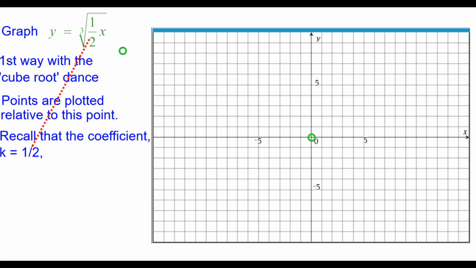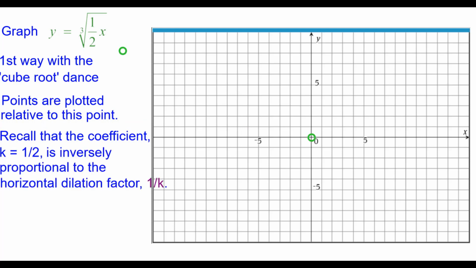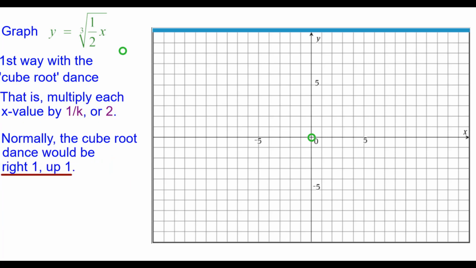Recall that the coefficient, k equals 1/2, is inversely proportional to the horizontal dilation factor. That is, we're going to multiply each x value by the reciprocal of 1/2, which is the number 2. Normally the Cuberoot Dance is right 1 up 1, but for ours it's going to be right 2 up 1. 2 times the x coordinate 1 is 2. The y coordinate remains unaffected. So plot 2, 1.